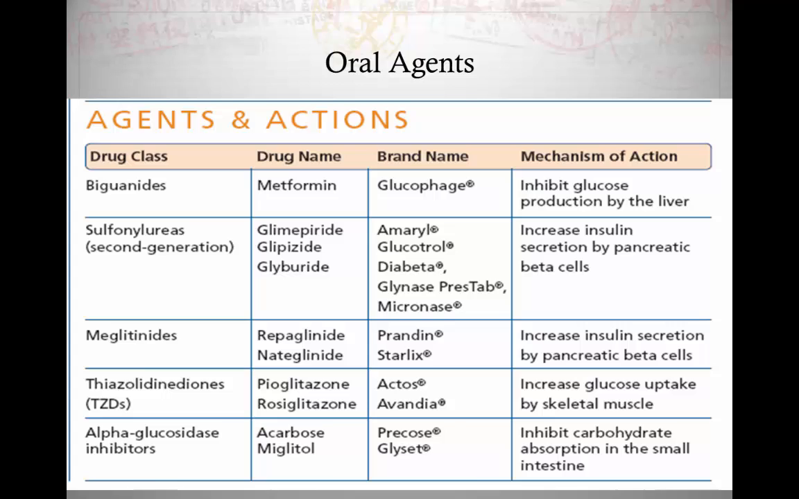Now, there's cytochrome P450, if you recall that from pharmacology. So it does have a lot of interactions, including warfarin, antifungal medications, amiodarone, digoxin, etc.